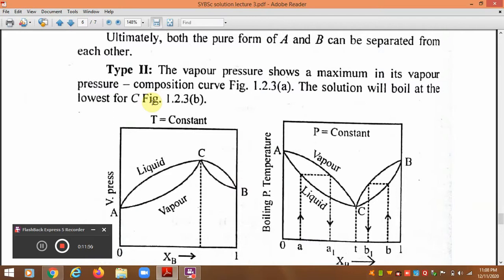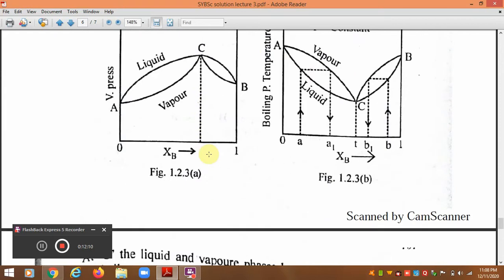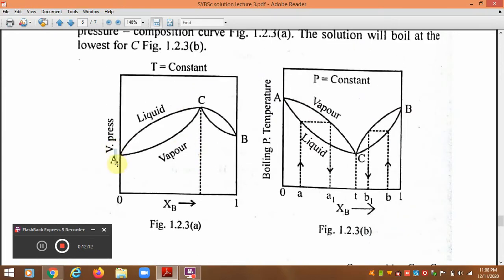In the second case, the vapor pressure shows a maximum point in its vapor pressure composition curve, and that's why the solution will boil at the lowest temperature. So there is some point in its vapor pressure curve which indicates the highest point, and that's why it will boil at the lowest temperature. Here you can see pure component A having the lower vapor pressure, and pure component B having the higher vapor pressure. Their vapor pressures change with the change in temperature.